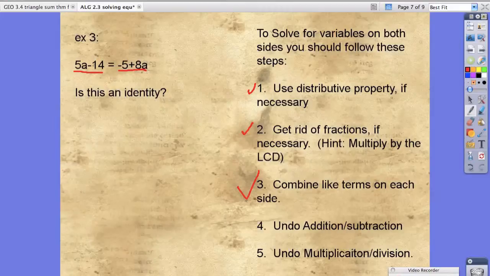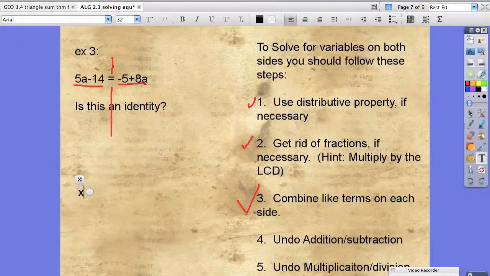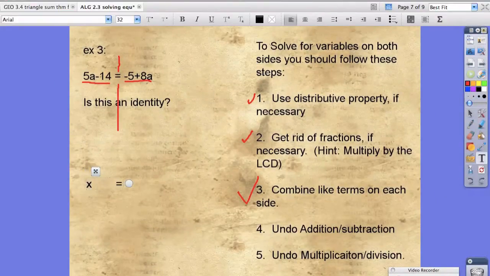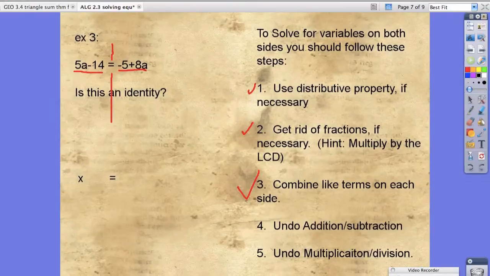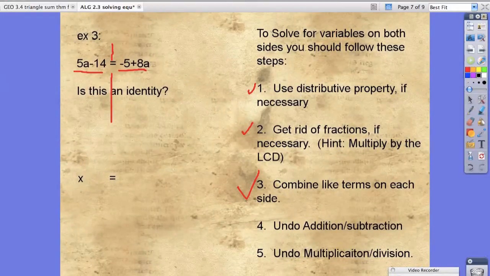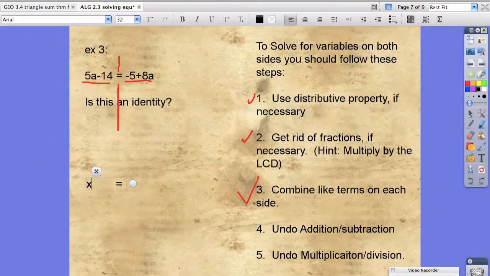Then we have to undo addition or subtraction. Again, this is the part where we determine where do we want our x's to be. So let's try for the left side again. So on the left hand side, I'm going to write x equals as our marker. Or I'm sorry, in this case a, because that's what our variable is.